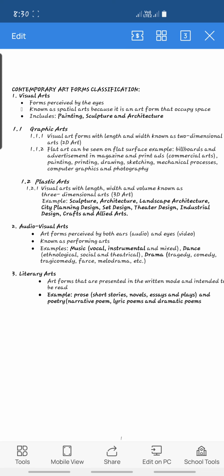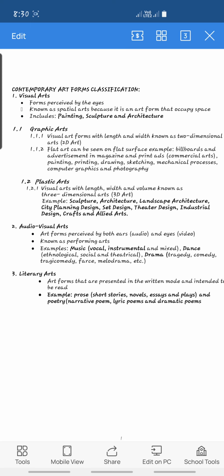So let's start with the contemporary art forms classification. This serves as our summary of our previous topic. As you can see, this topic is familiar to you because I have already finished discussing it. So let's start with visual arts.